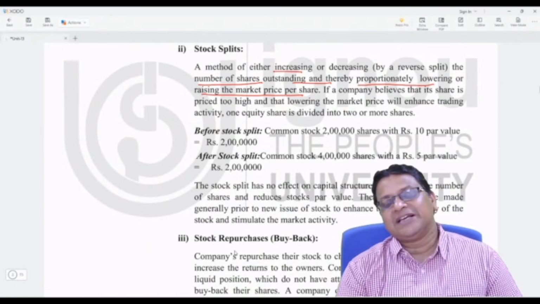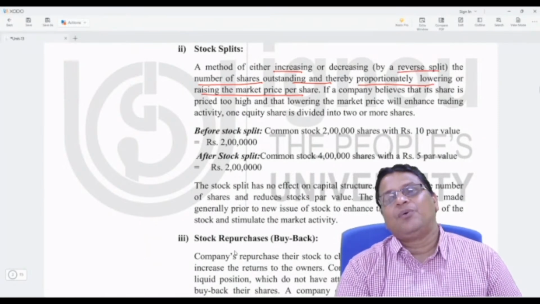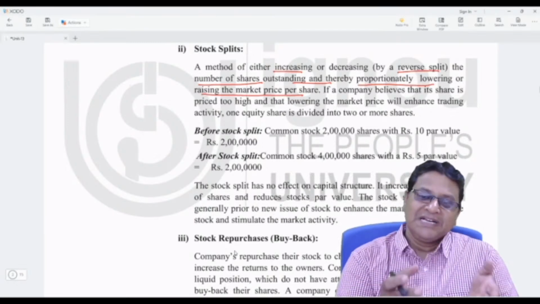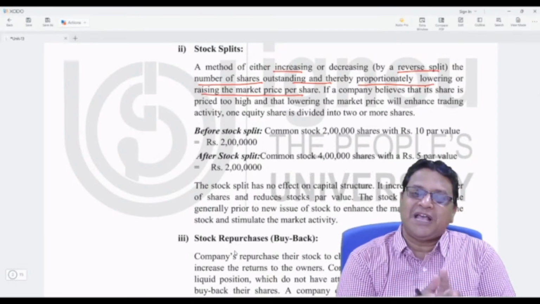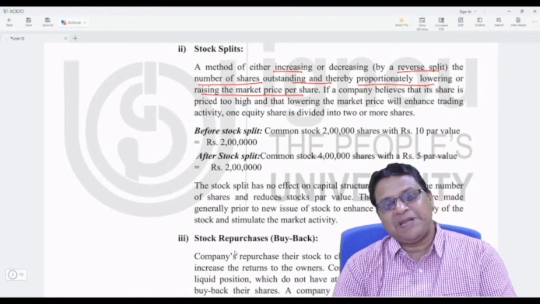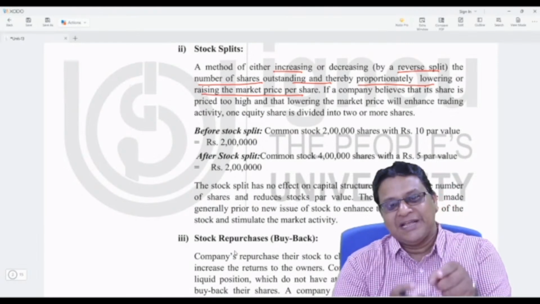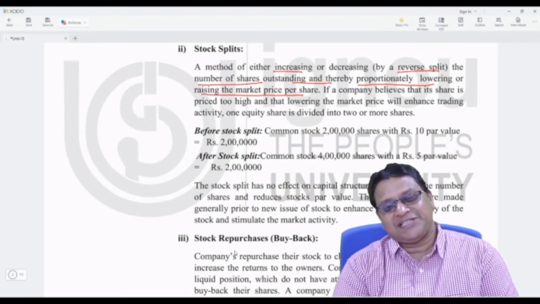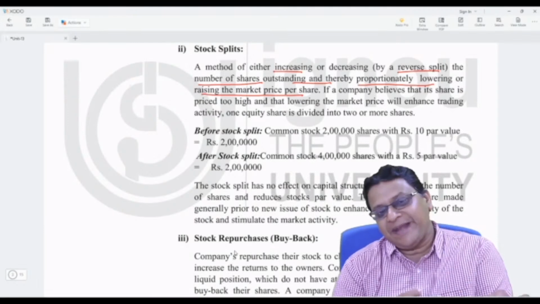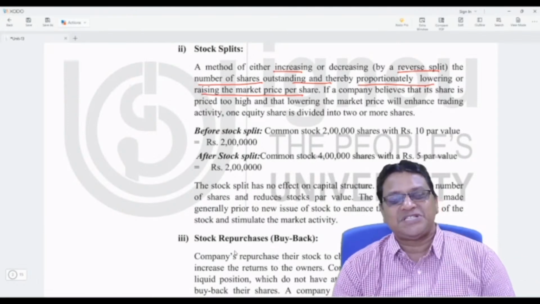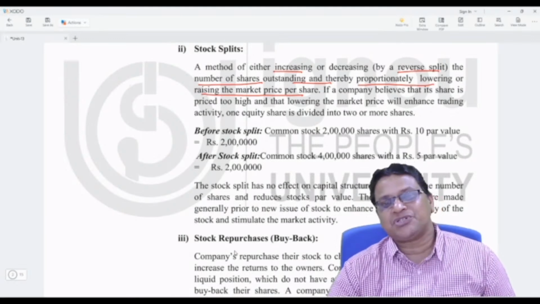There can be a reverse stock split. What is reverse stock split? In case of reverse stock split, 10 shares of 1 rupee will be combined into 1 share of 10 rupees. In stock split, 1 share of 10 rupees is divided into 10 shares of 1 rupee. But in case of reverse stock split, 10 shares of 1 rupee will be combined into 1 share of 10 rupees. This is known as reverse stock split.